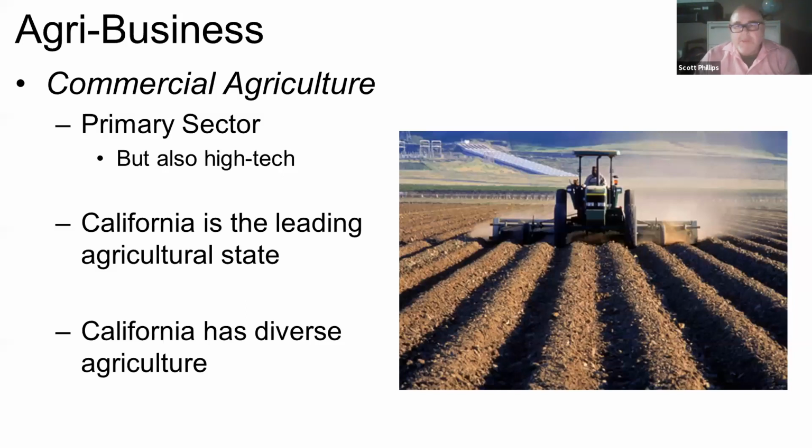A couple of notes about agriculture in California. We're going to talk about it more extensively, but the two main things I want to highlight are that California is the leading agricultural state in the United States, and we have a very diverse type of agriculture, and we'll look at some illustrations of that coming up.